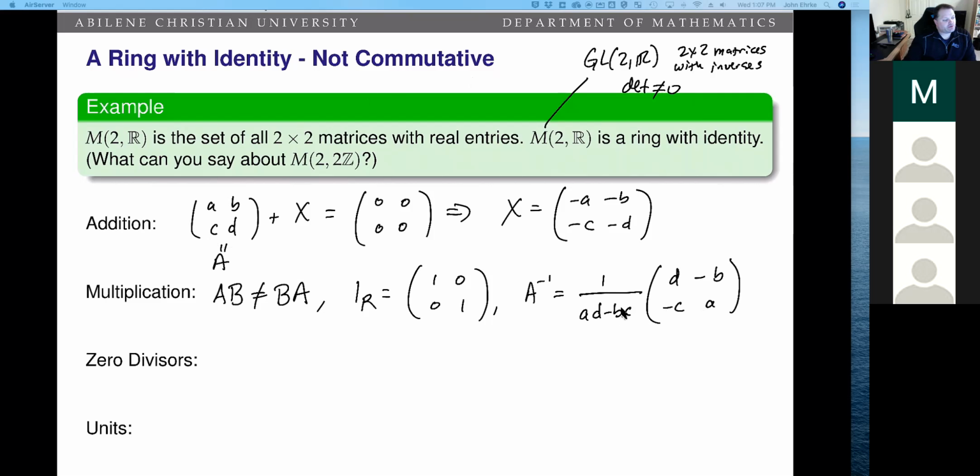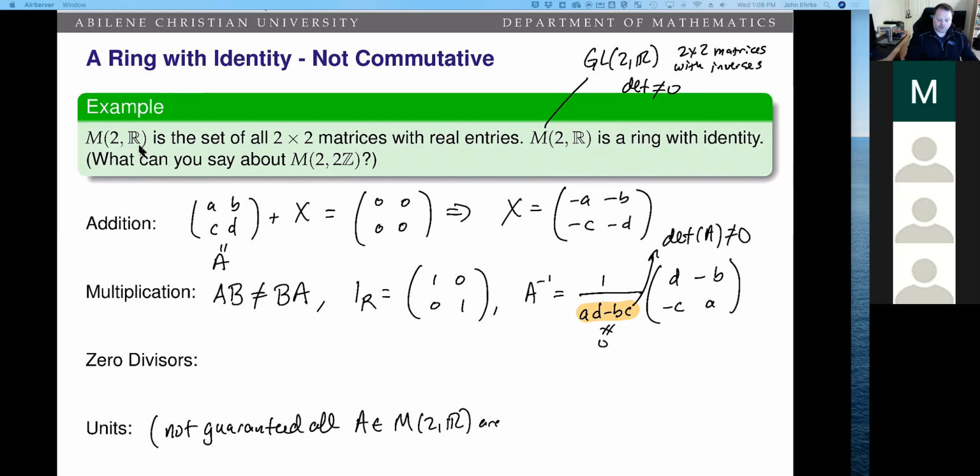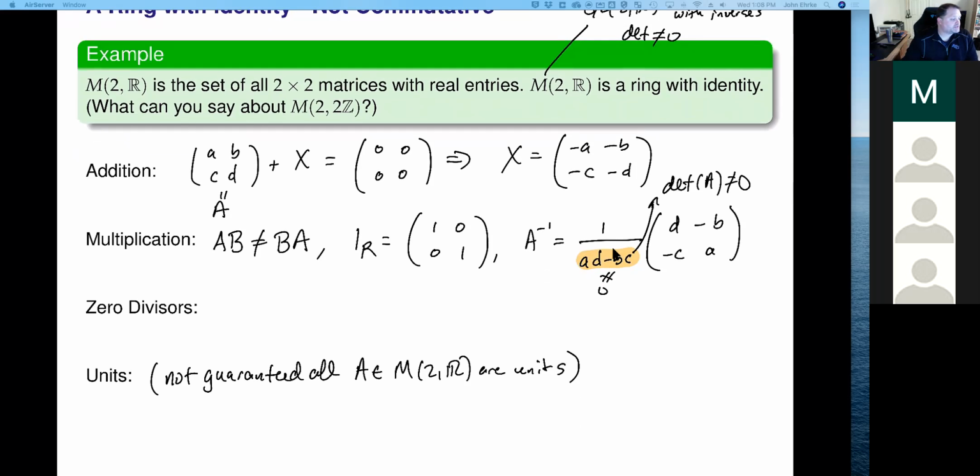And this inverse exists so long as this quantity down here does not equal 0. That quantity is the determinant. So this is the determinant of A. We need that to be non-zero in order for an inverse to exist, but that is not guaranteed to happen in M2R. So when it comes down to units, what I'll say is that we're not guaranteed all A in M2R are units. There are going to be some matrices that don't have multiplicative inverses, some 2x2 matrices. What about zero divisors?